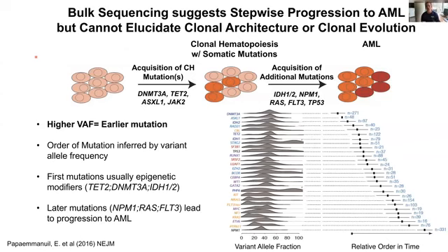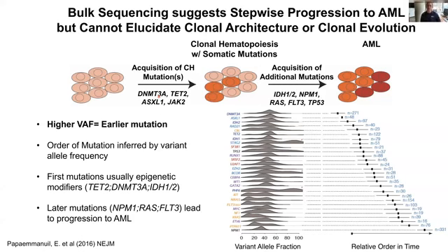And so one of the questions in AML is, can we put together a sort of map of all of the events that go from a normal stem cell to fully transformed cell? And the way people historically have done this is through bulk sequencing using variant allele frequency to predict the order of mutations. This is data from Peter Campbell and Elli Papaemmanuil and colleagues showing that using variant allele frequency, we can figure out what are the early events, the sort of mid events, and the late events in leukemia.